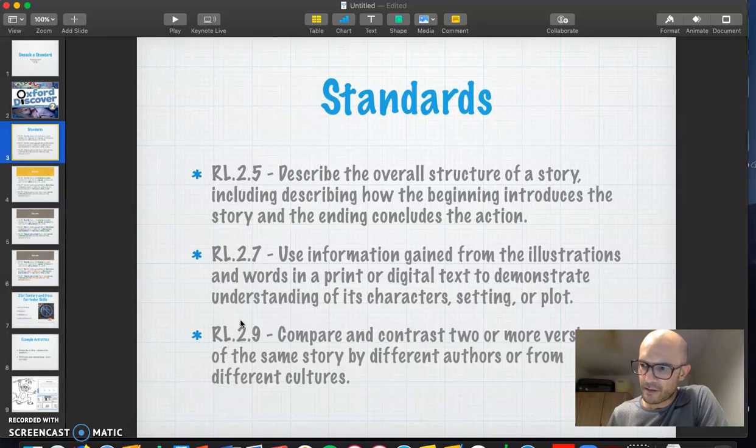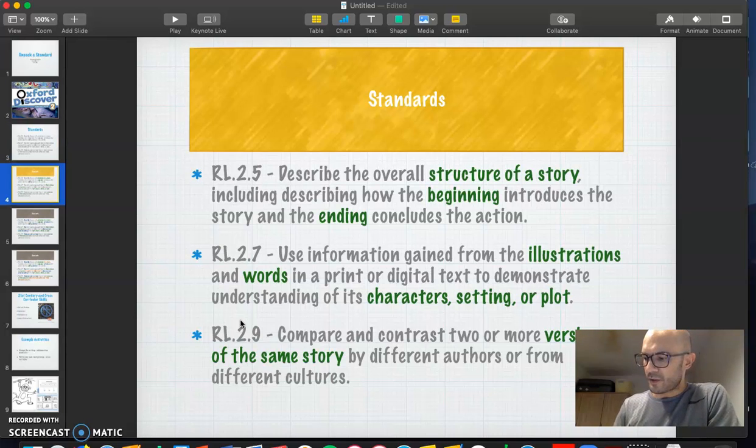We'll probably get to this unit in the next 6 weeks or so. For this one, we have standards RL 2.5, RL 2.7, and RL 2.9. All these standards are dealing with reading for literature.